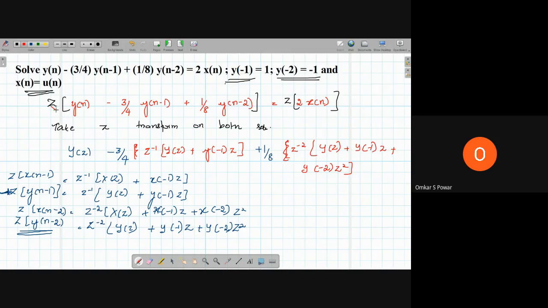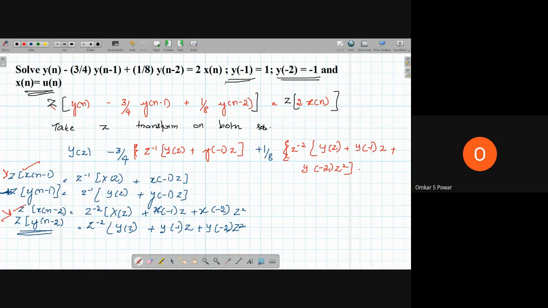So we have taken the z transform of y of n as Y of z, then minus 3 by 4 into z transform of y of n minus 1. So I have used this formula. Okay, refer this one. And for y of n minus 2, I have used this formula. So I told you keep this in mind so that you can apply easily and get the answer.